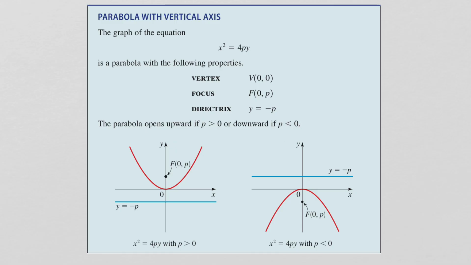And the directrix is y equals the opposite of p. In this case, the equation of the parabola is x squared equals 4p times y. Let's go ahead and look at an example.